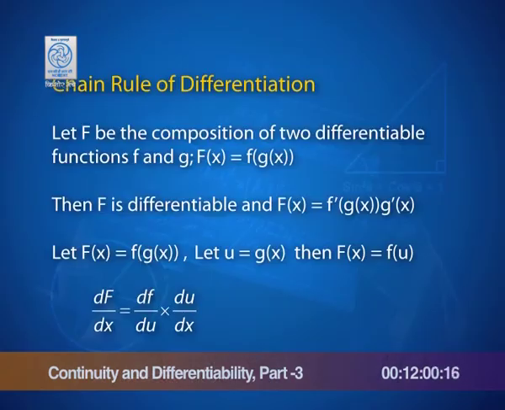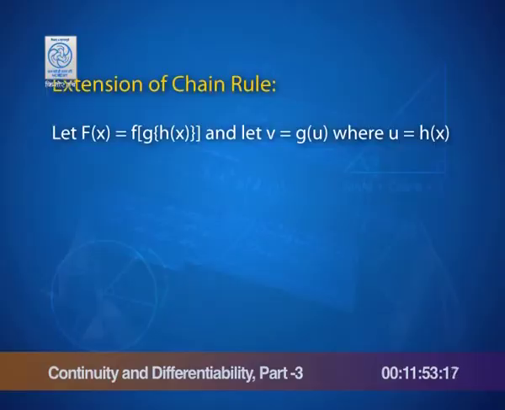This gets extended to 3 or more functions, and we have a rule which says that if capital F is a function which is composed of f, g and h in that order, and if v is g of u, where u is h of x. So, you kind of come through the layers and you say h of x is u, and then the outer layer v, which will be g of u, such that the function capital F becomes f of v.